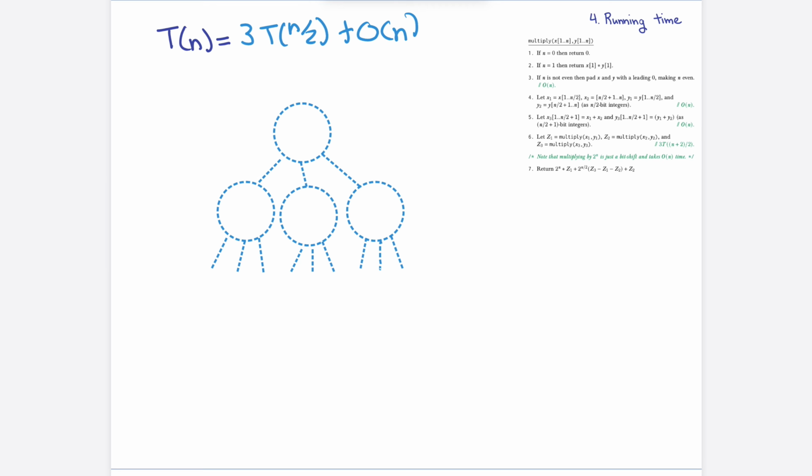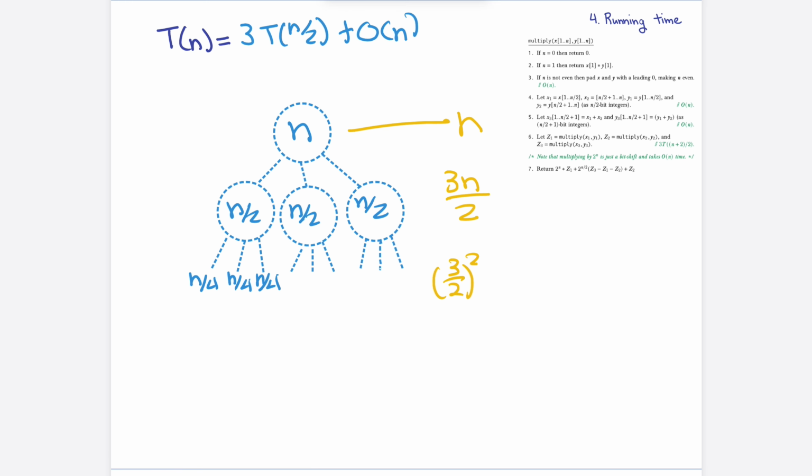We have problems of size n at the top, n over 2, and this will become n over 4. I'm just writing out the problem sizes, and then we just tally up the work on each level. How much work do we spend on the top level? n. And in the second level, 3n over 2, not a trick question. What about the next level? It'd be 9 over 4, or 3/2 squared.